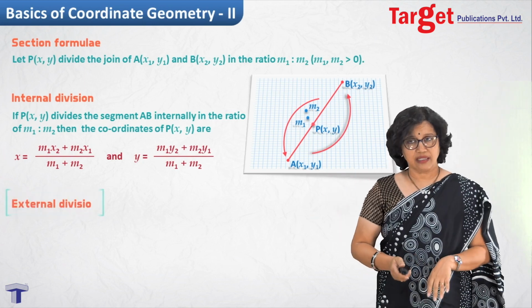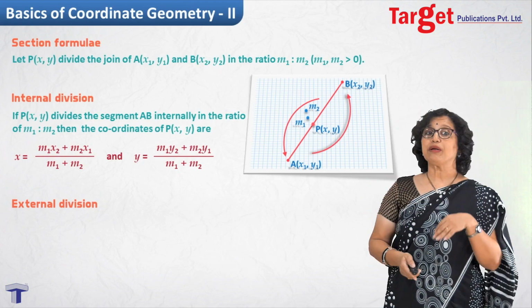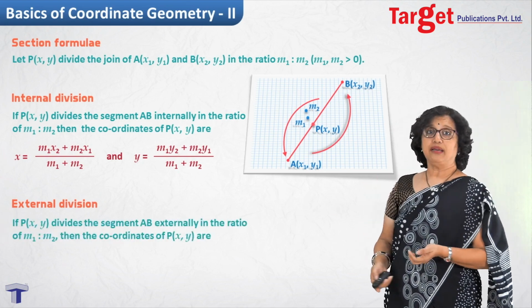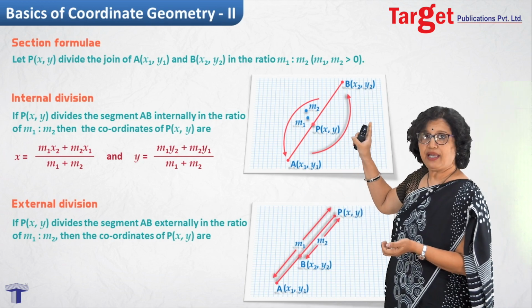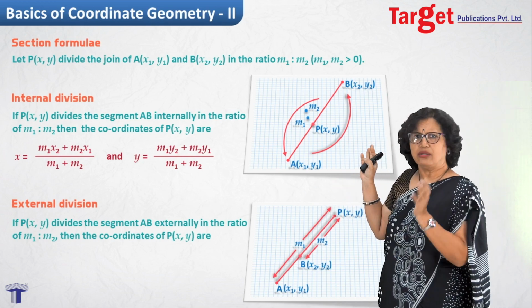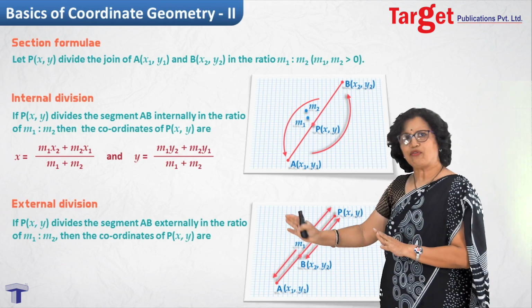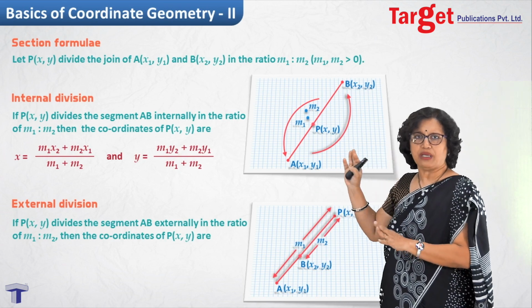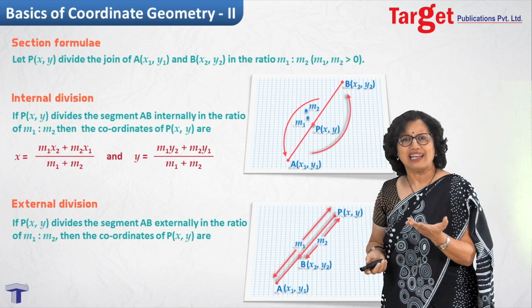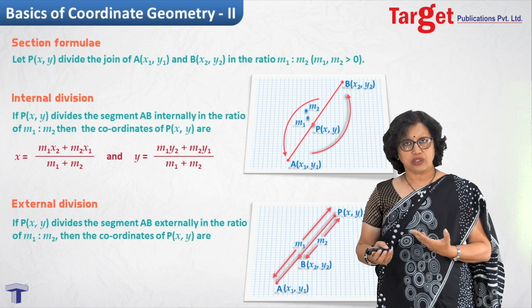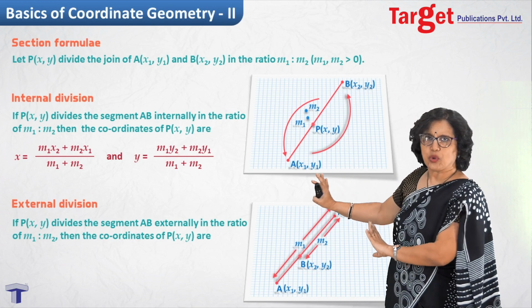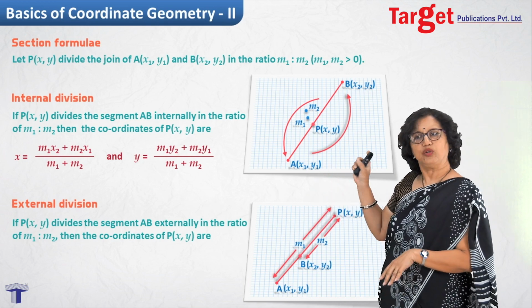The next type could be external division. For external division, we expect point P to be outside. Outside means how would it look? I have extended AB and further somewhere comes P. Not necessarily do you have to extend AB in the direction of B. It could have been the other way also, but frankly, which point is called A or which point is called B is left to us only. So I'm just showing one picture, AB extended to P.